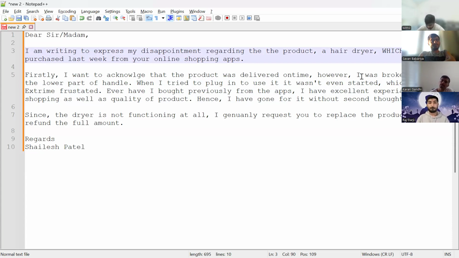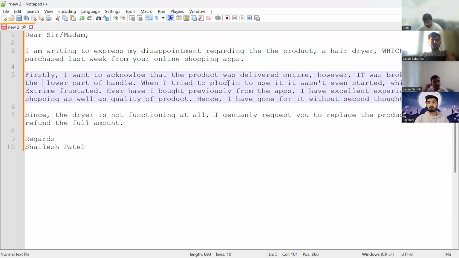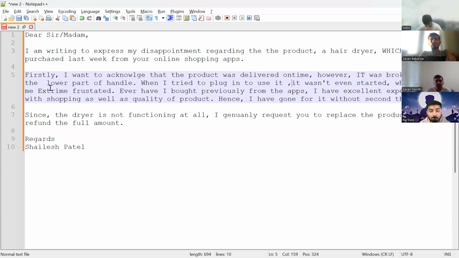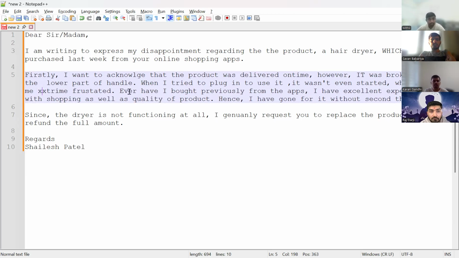Firstly, I want to acknowledge that the product was delivered on time. However, it was broken from the lower part of the handle. When I tried to plug in to use it, it was comma missing. It wasn't even started, which made me extreme frustrated. Capital मैं है grammatical mistakes, अब जाने दो आगे. बहुत सारे extreme frustrated.